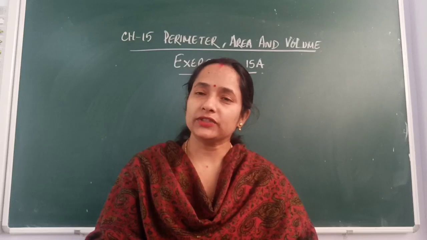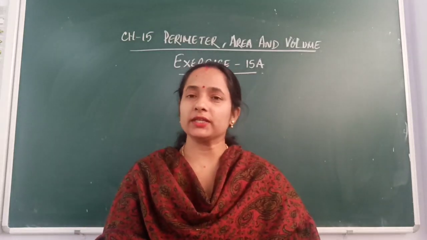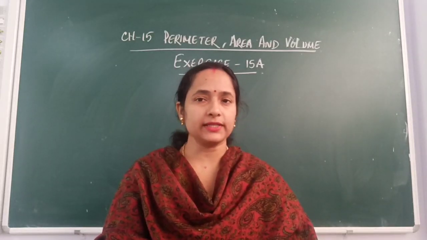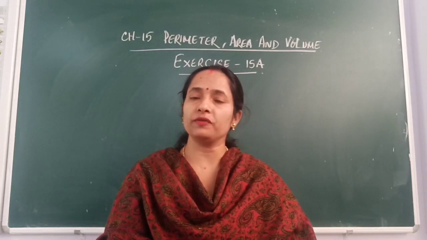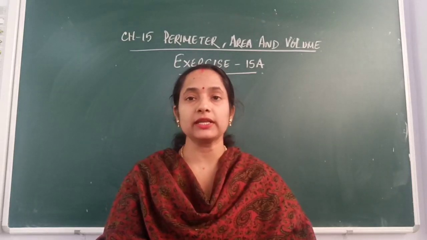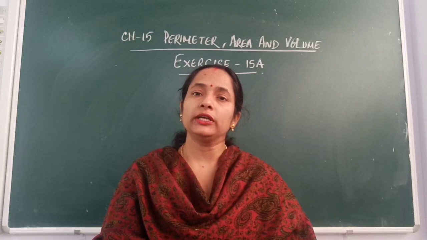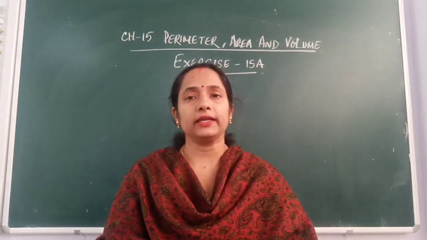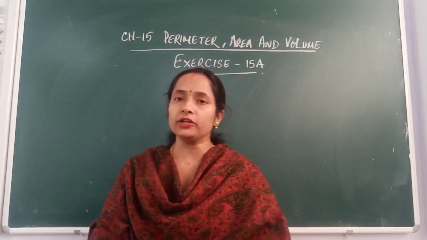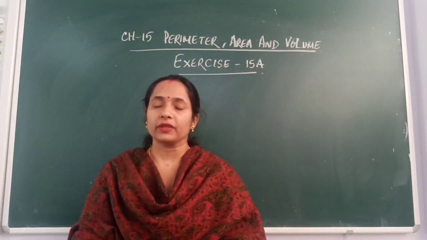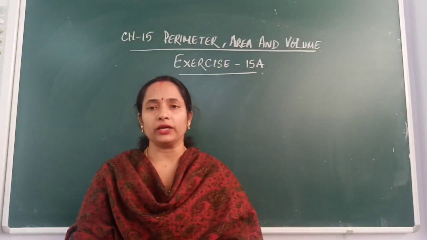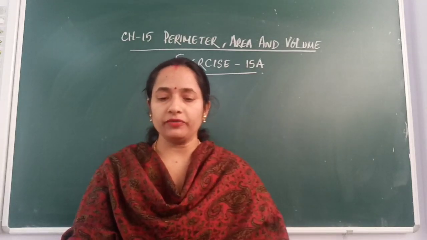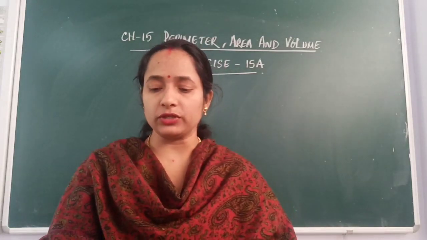So after understanding what is perimeter and what is the area of squares and rectangles, now let us solve a few questions based on this area and perimeter. This will be called the application based questions on area and perimeter, where we will try to apply the formula. Okay, the formula will be used to solve the given questions.